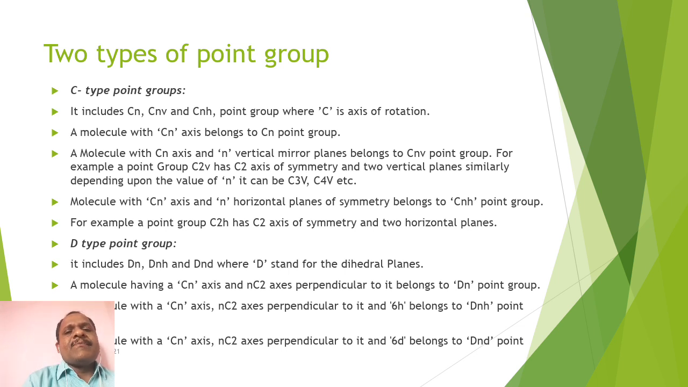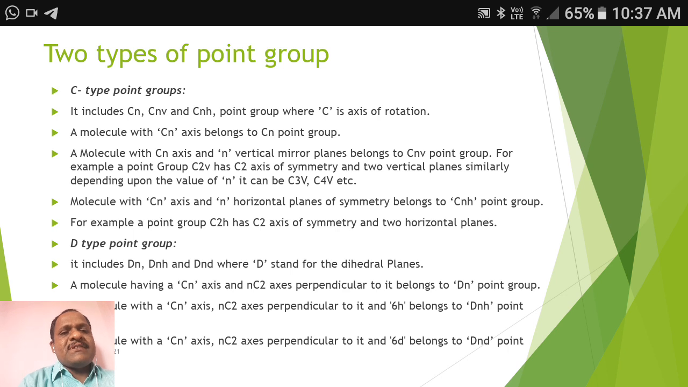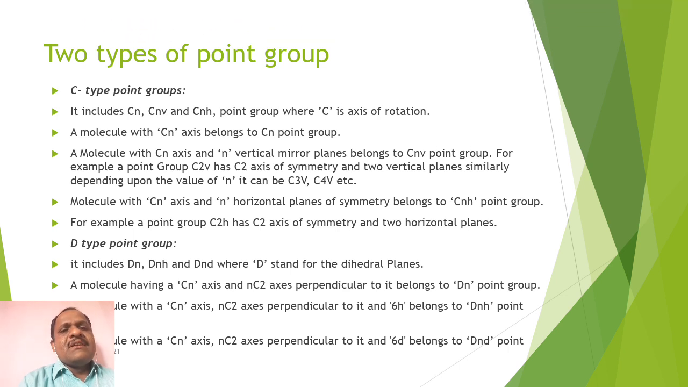So here in the C type of point group, as I said earlier, it includes Cn, Cnv, Cnh point groups, where C is the axis of rotation. Every molecule possesses an axis of rotation, and if the molecule is rotated by whatever angle, that is called an n-fold axis of rotation, then you will get the Cn type of axis.